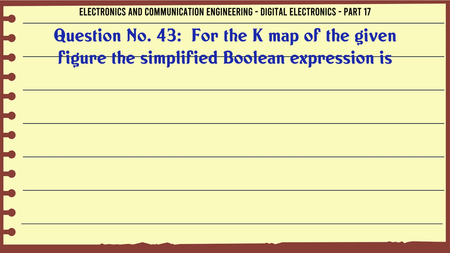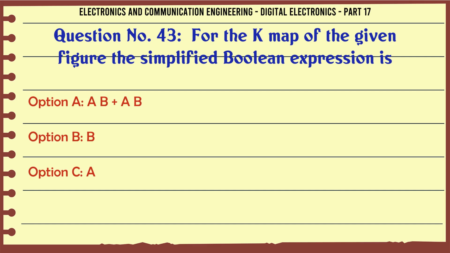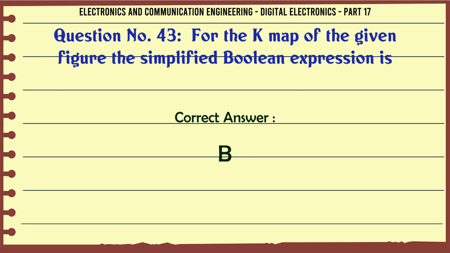For the K-map of the given figure, the simplified Boolean expression is A. AB, B. B, C. A, D. AB. The correct answer is B.